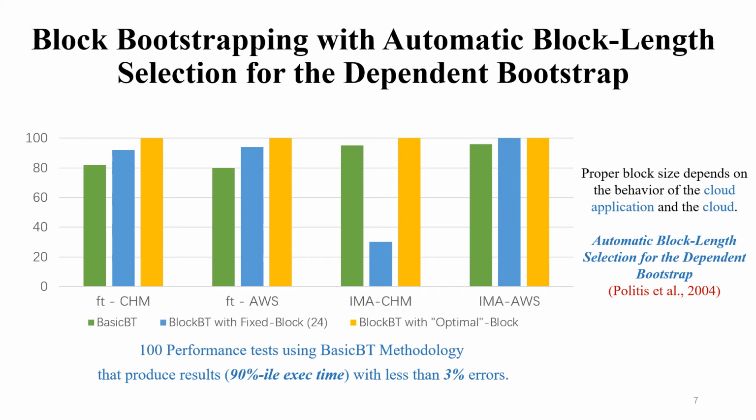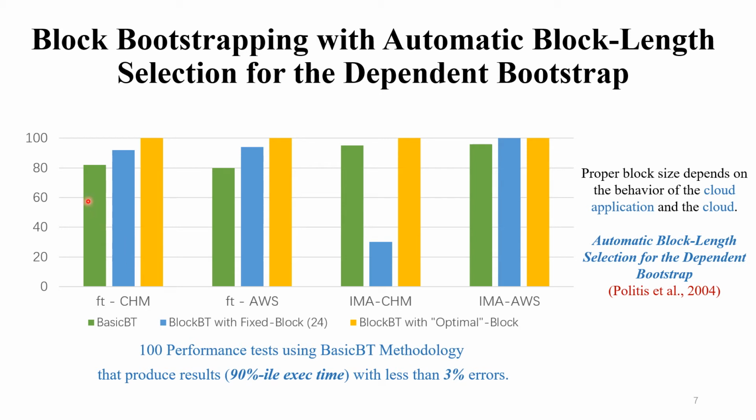In the previous example, we set the block size to 3. However, according to our study, using block bootstrapping with fixed block size to replace the basic bootstrapping cannot always improve the accuracy of the testing results. On the graph are 100 performance tests using the basic BT methodology that produce results with less than 3% errors.